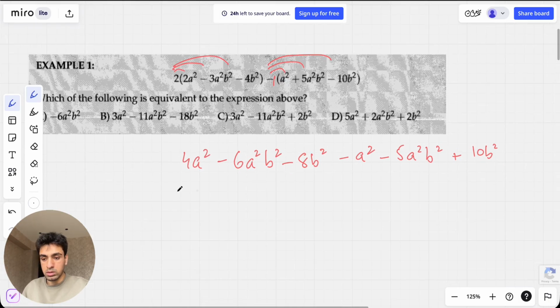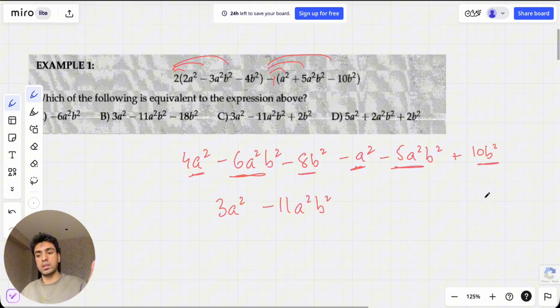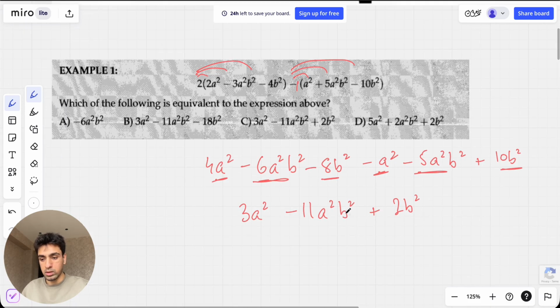And then we need to simplify this, so we have 4a squared minus a squared. We look at the a squares first, so that becomes 3a squared. We have minus 6a squared b squared, and we have minus 5a squared b squared. So minus 6 minus 5 becomes minus 11a squared b squared. And then we have minus 8b squared and plus 10b squared. So it's minus 8 plus 10, which is plus 2b squared. So we're left with this, and that should be C. C will be correct.